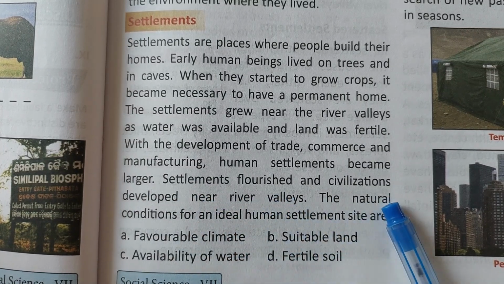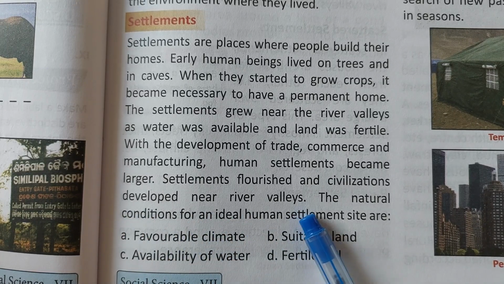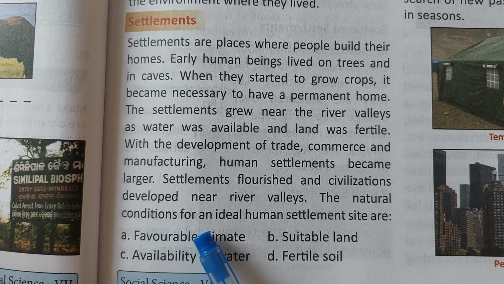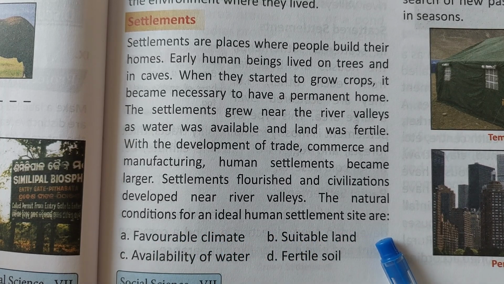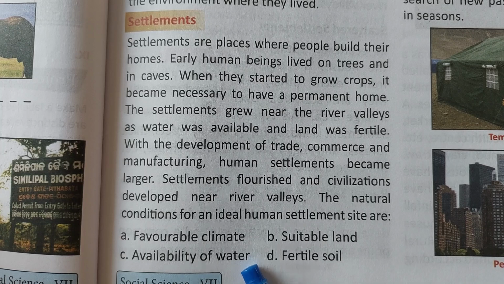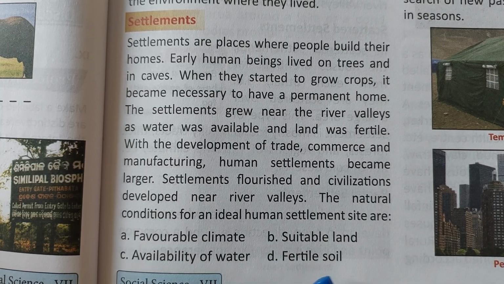Settlements flourished and civilizations developed near river valleys. The natural conditions for an ideal human settlement site are favorable climate, suitable land, availability of water, and fertile soil.